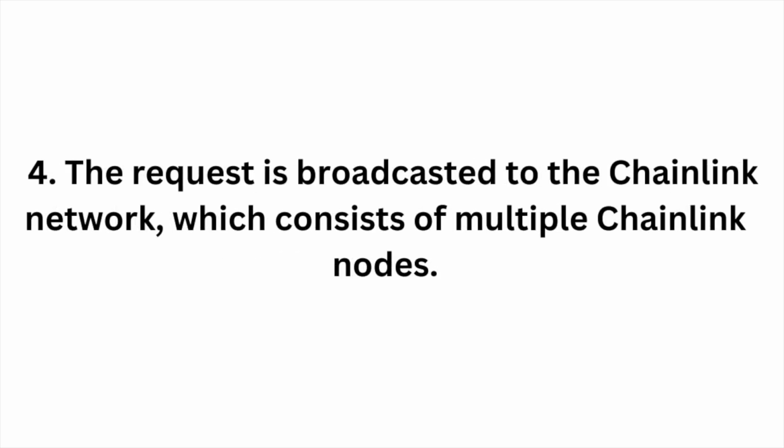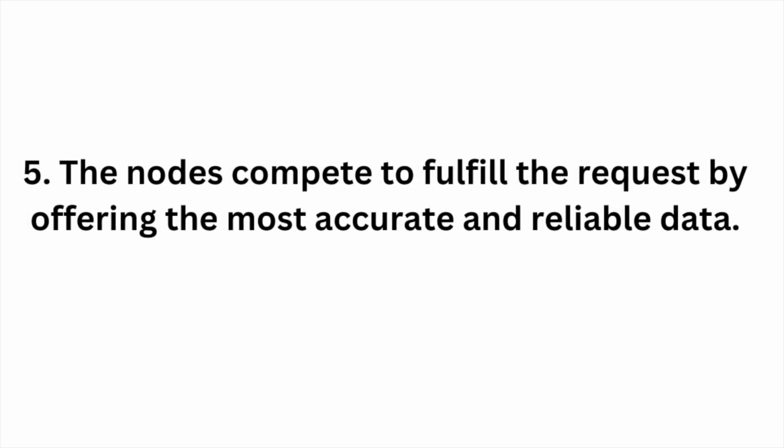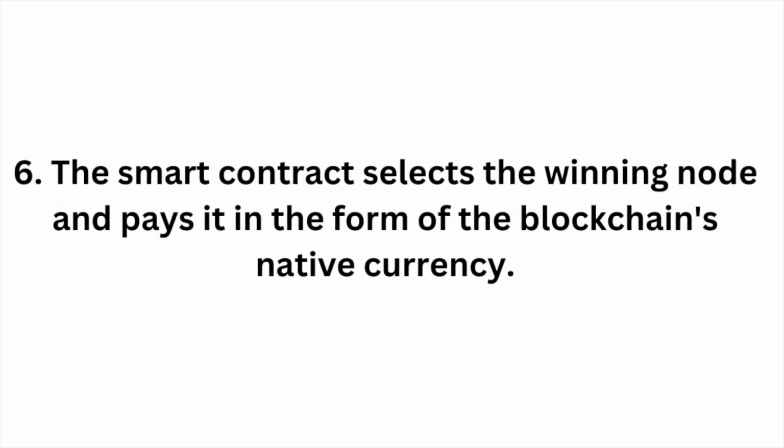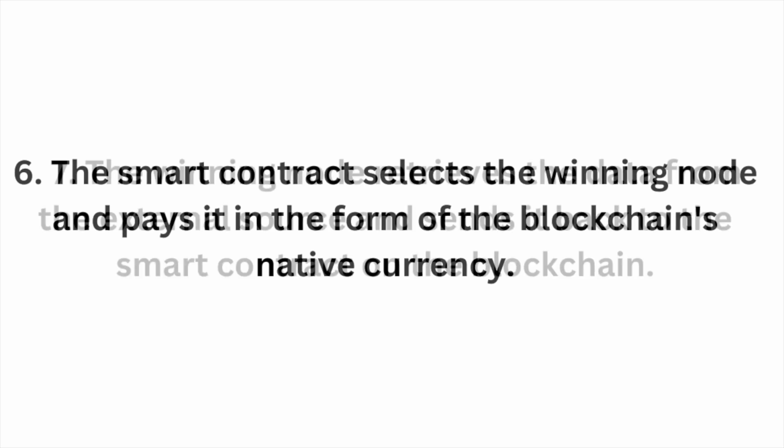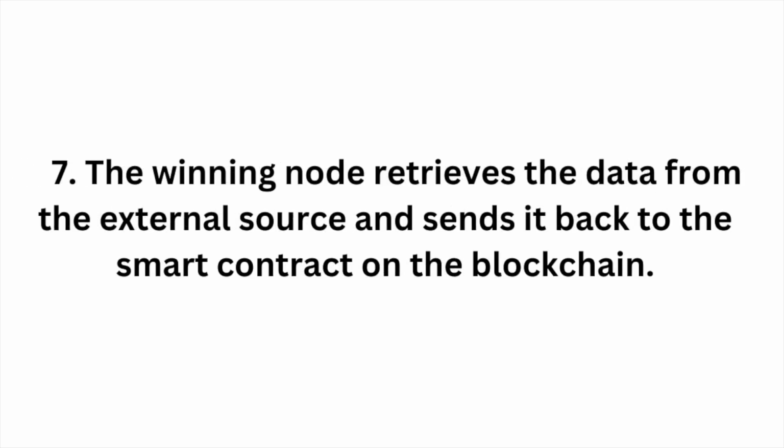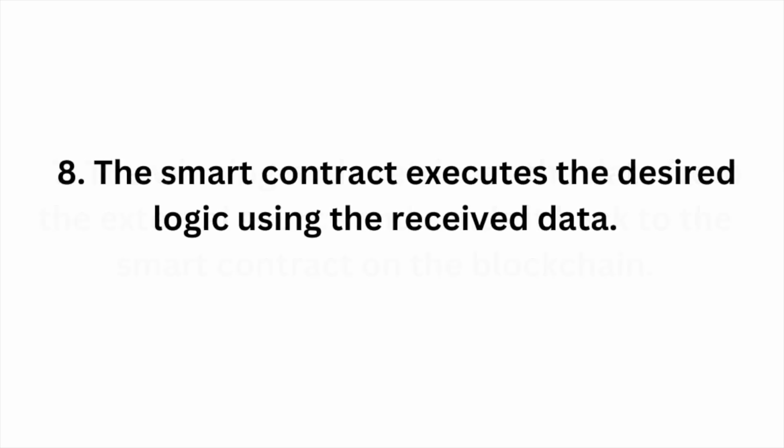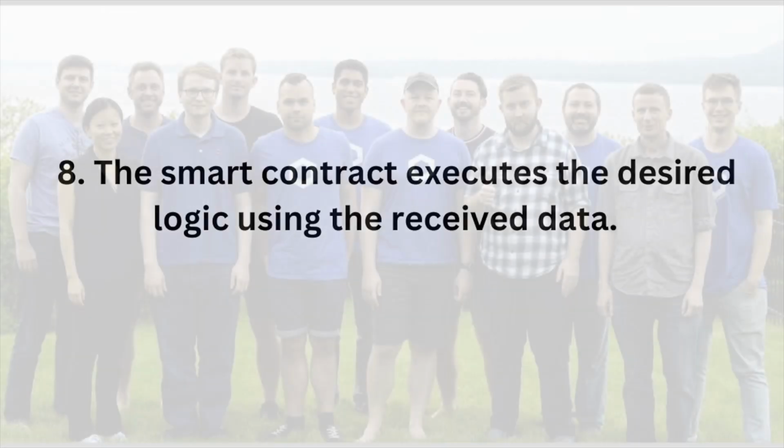4. The request is broadcasted to the Chainlink network, which consists of multiple Chainlink nodes. 5. The nodes compete to fulfill the request by offering the most accurate and reliable data. 6. The smart contract selects the winning node and pays it in the form of the blockchain's native currency. 7. The winning node retrieves the data from the external source and sends it back to the smart contract on the blockchain. 8. The smart contract executes the desired logic using the received data.